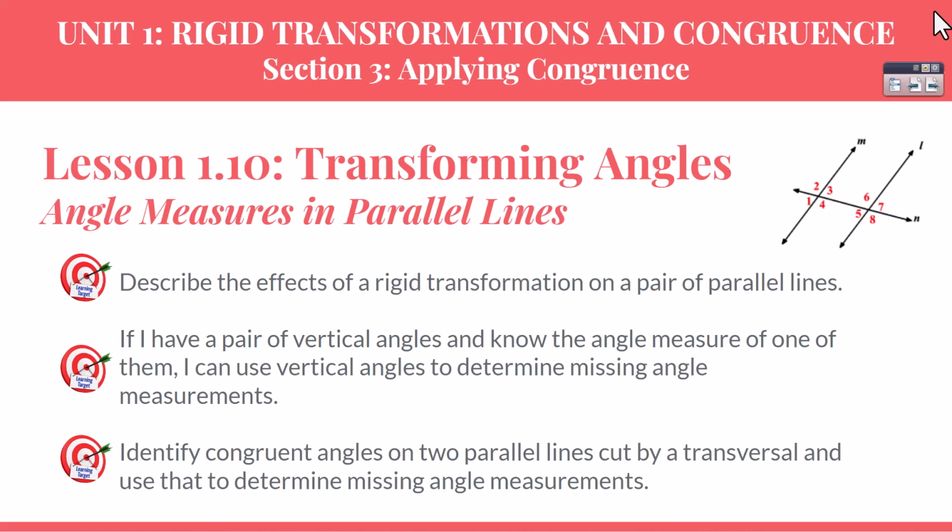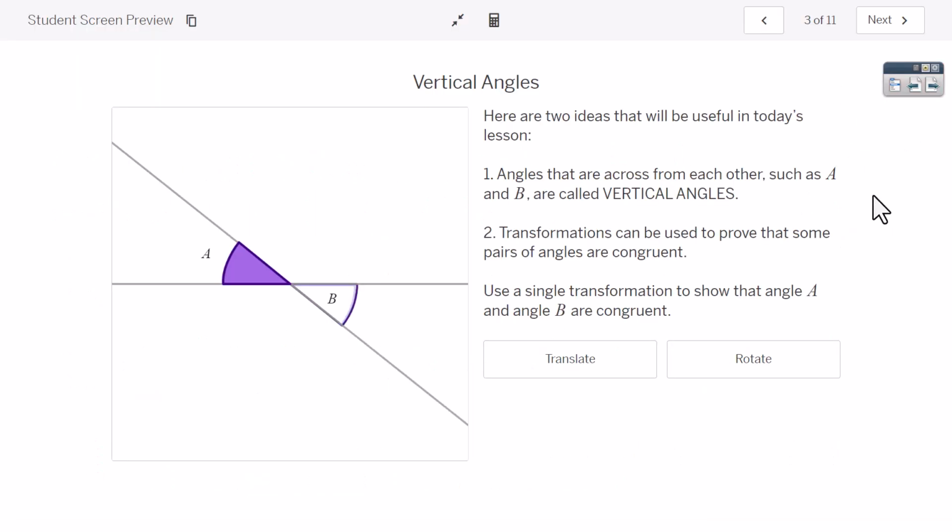And we should be able to identify congruent angles on two parallel lines cut by a transversal and use that to determine missing angle measurements. We've been talking a lot about congruent things, and we're going to focus our next 3 lessons on congruent angles. And there's a few ideas that are going to be useful for finding angle measures that are congruent. Let's take a look at this first slide, or probably slide 3 for you, on vertical angles.